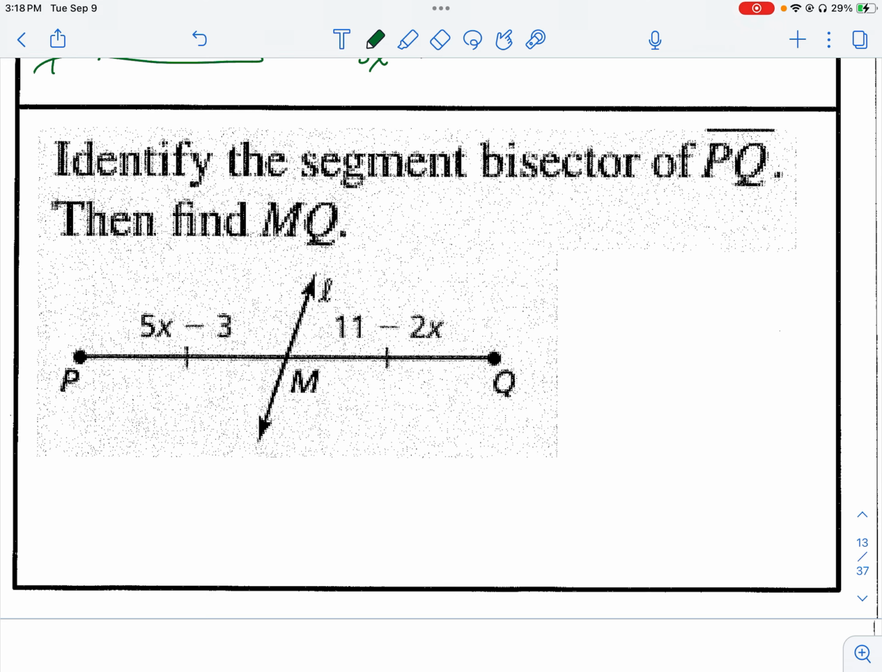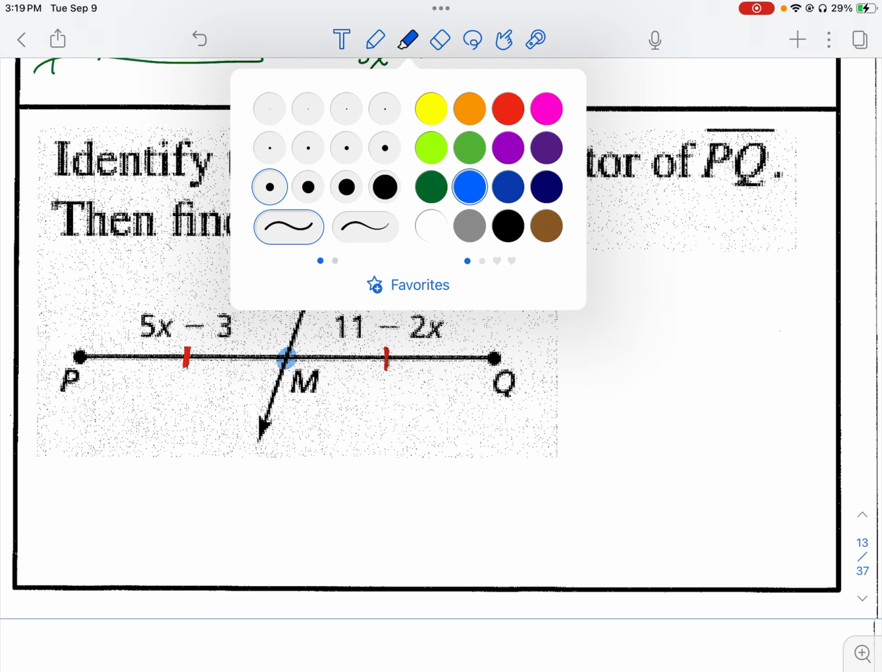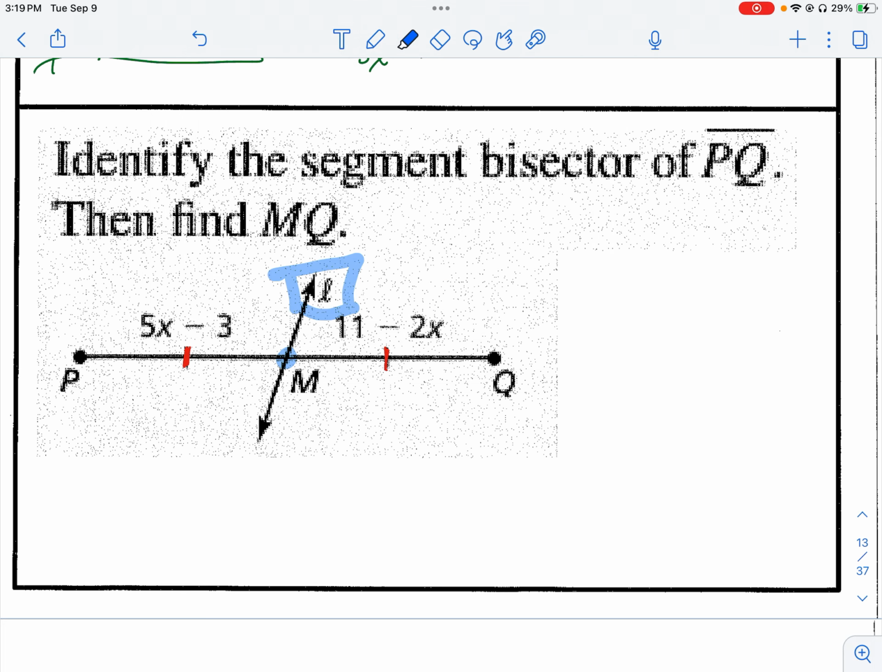All right, so first thing, identify the segment bisector. Well, point M's our midpoint. We know that because we have PM congruent to MQ. L here is not talking about a point. There's no point there. There's no line crossing. It's lowercase. So line L is the segment bisector of segment PQ.